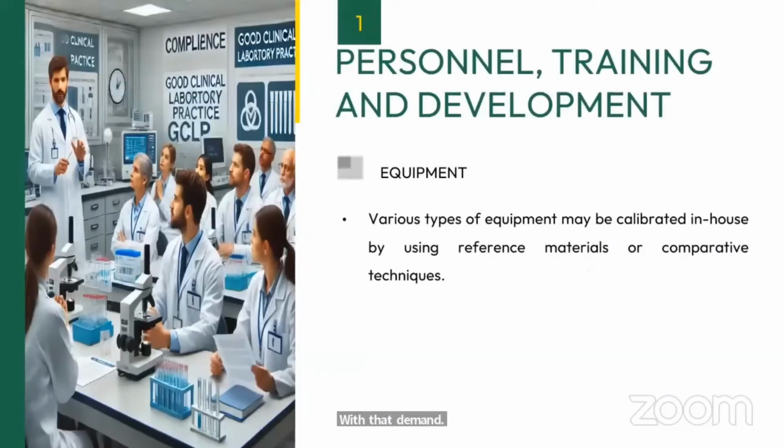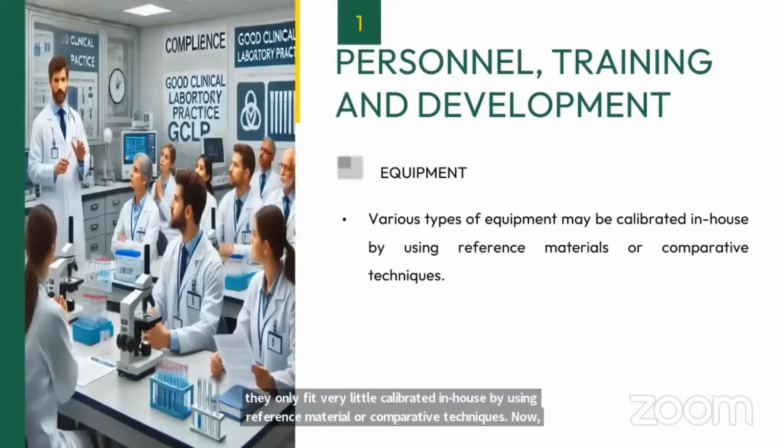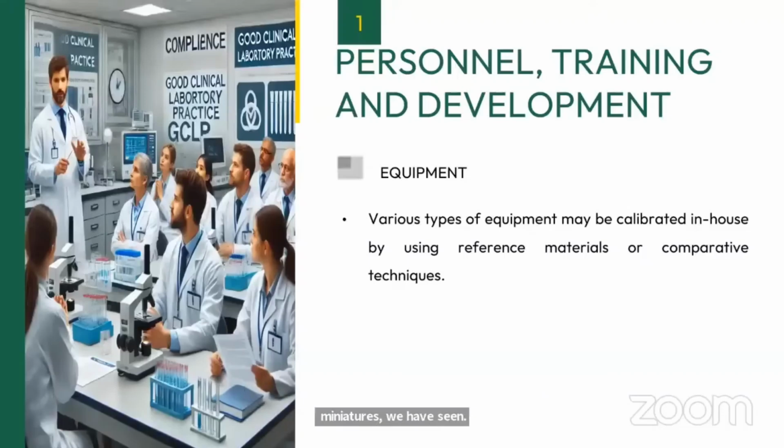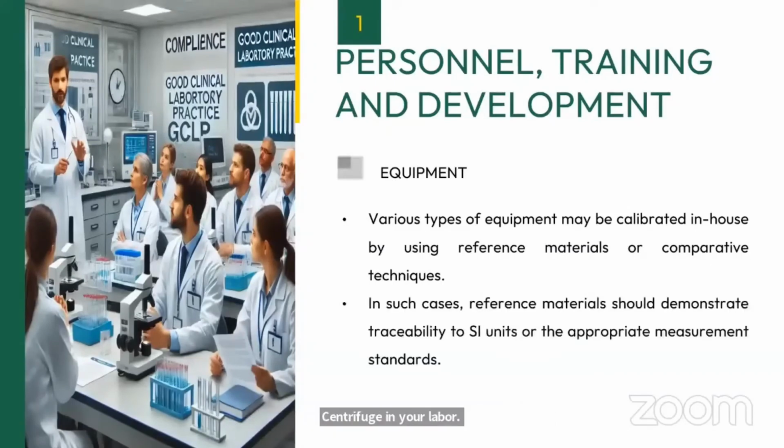Various types of equipment may be calibrated in-house by using reference material or comparative techniques. Many times we have seen that centrifuges are calibrated in-house because it is not possible to send the centrifuges outside. Whatever calibration methods or materials you are using, appropriate reference materials and reference techniques or comparative techniques should be available. You should have an appropriate calibrated tachometer when you are calibrating a centrifuge in your laboratory. In such cases, reference material should demonstrate traceability to the SI unit or appropriate measurement standard. So there should be appropriate traceability if you are performing any in-house calibration.